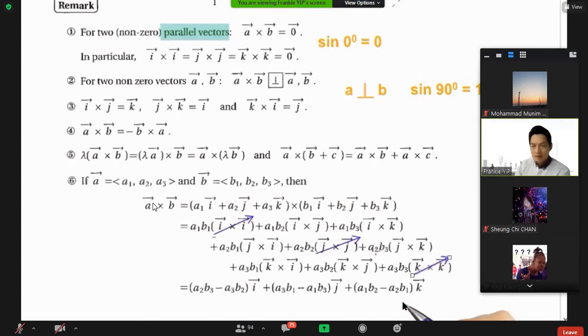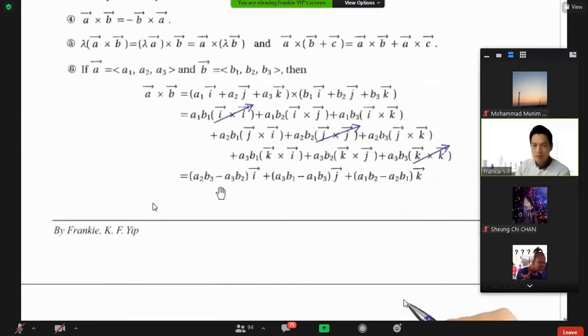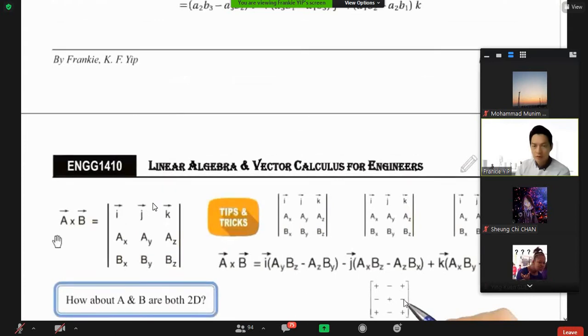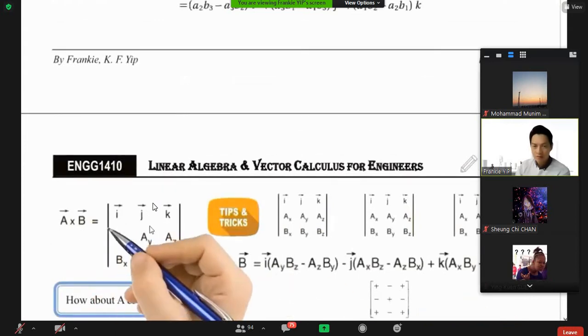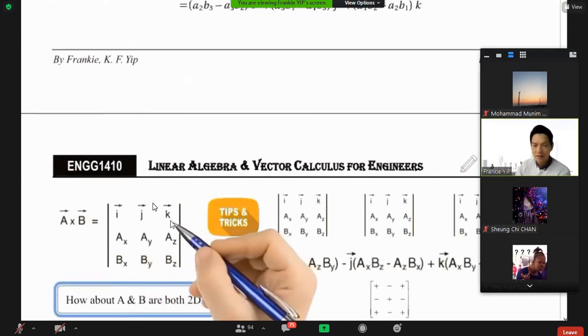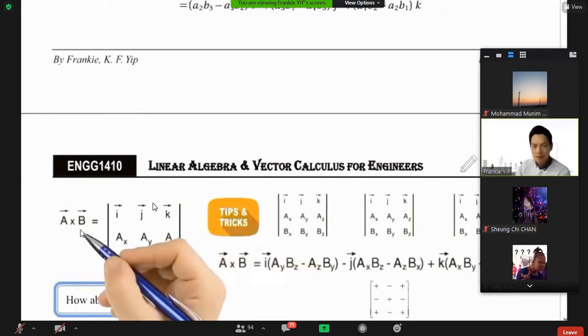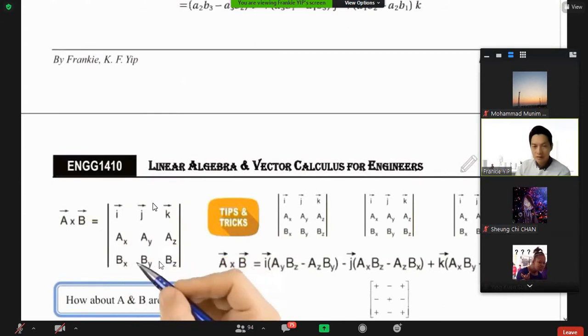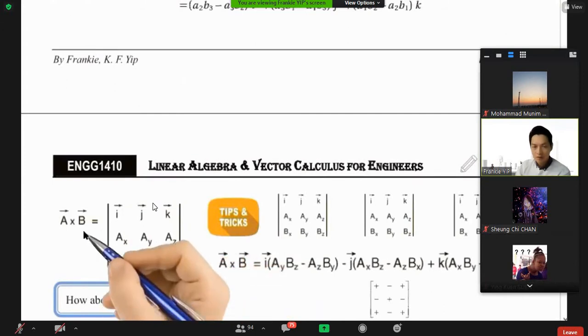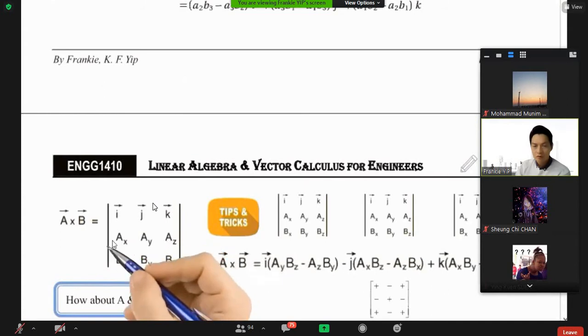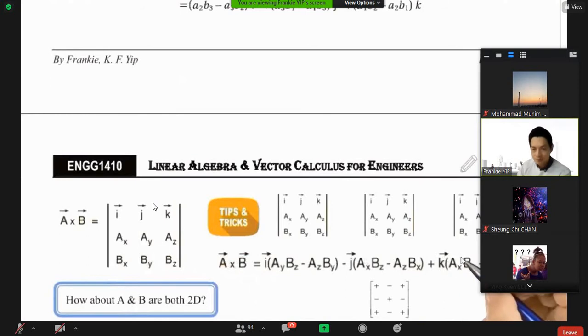It's difficult to remember the result like this. If we are going to remember it, we should use the matrix method. For example, for A cross B, we write i, j, k at the top, the first vector in the middle, and the second vector at the bottom. Don't reverse the sequence, otherwise you cannot get the result properly.